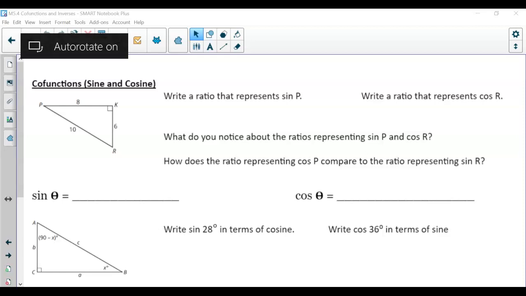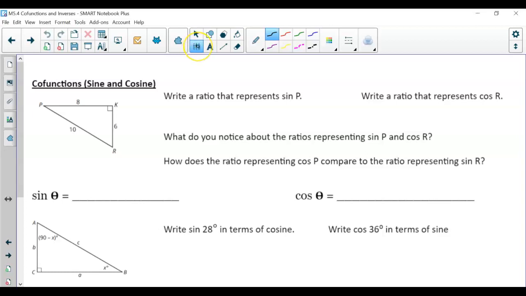In this lesson, we're covering two concepts. The first is the idea of cofunctions, how sine and cosine are cofunctions, and then getting into using our inverse trig, solving for missing angle measures of right triangles. So we were going to use these first three questions as a review.